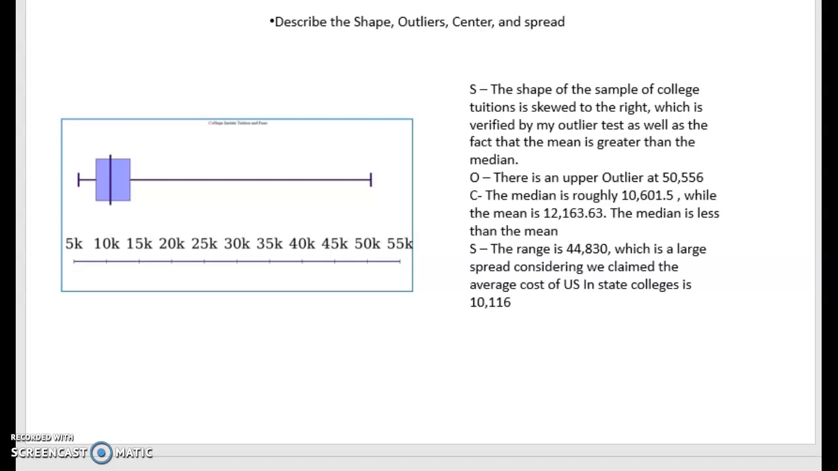The range overall, we could talk about either the range or the IQR or the variance for our box plot, but I just talked about the range is 44,830, which is very large considering we claim that the average cost of U.S. in-state colleges is $10,116. You can also see the IQR. It is between about 9,000 and 14,000, so you could talk about that as well as a measure of spread.